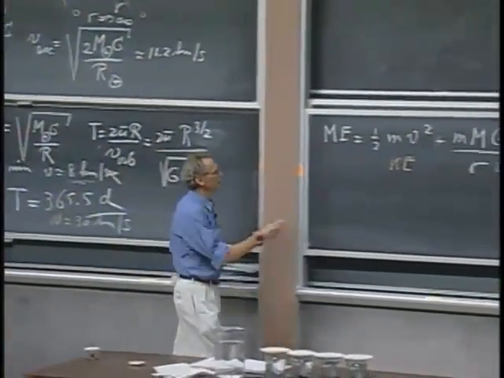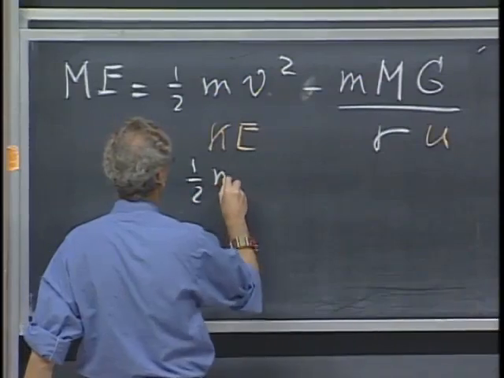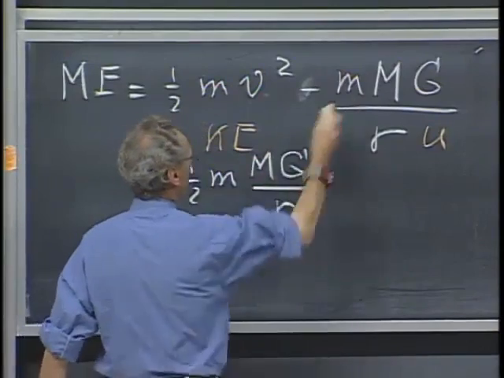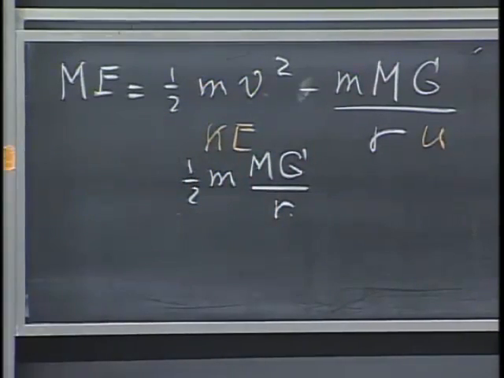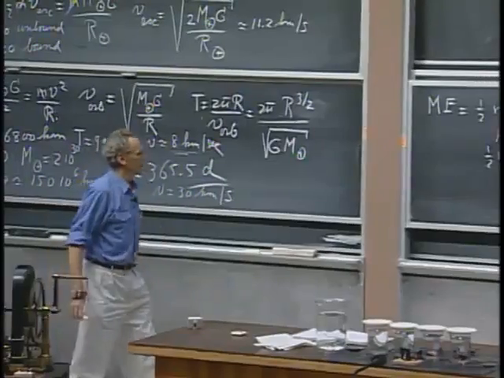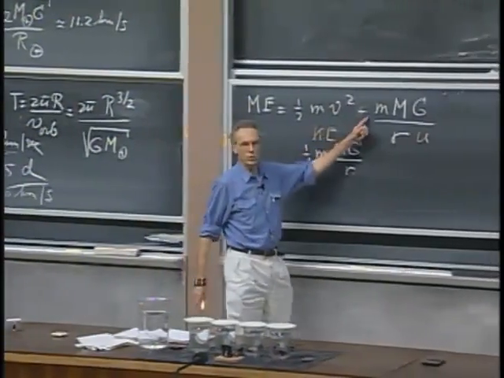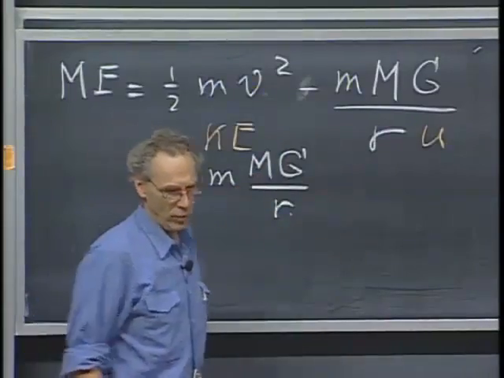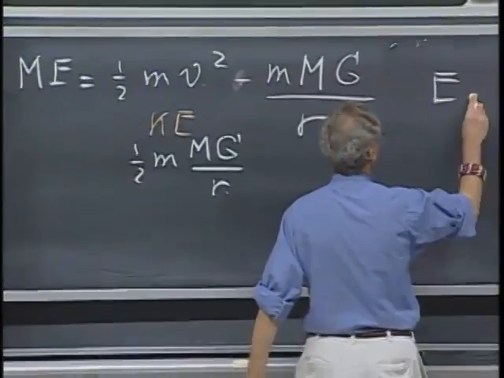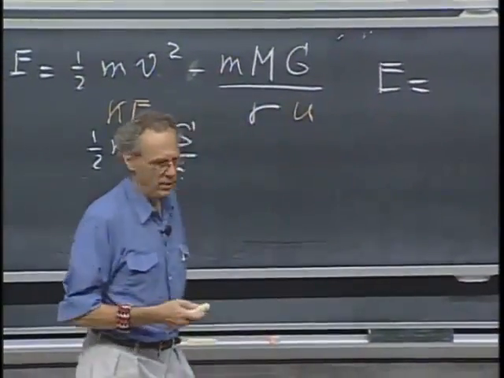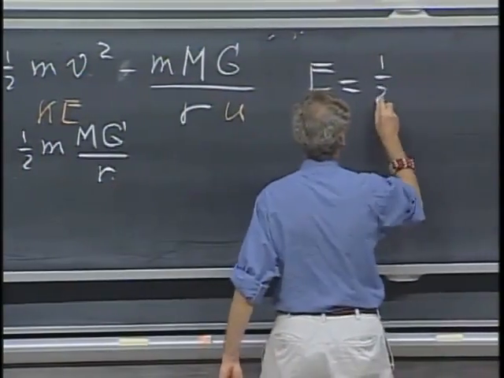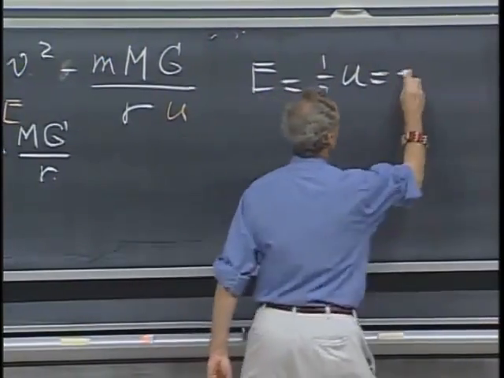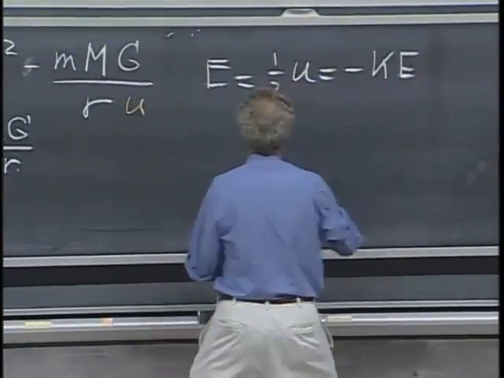And so this one equals 1/2 mMG over r. And now compare the two. They almost look like carbon copies of each other, except that there is a minus sign here, which is crucial, and there is a half here, which is missing here. And so the total energy E, which I've called the mechanical energy, always for a circular orbit, is 1/2 U and is the same as minus the kinetic energy.